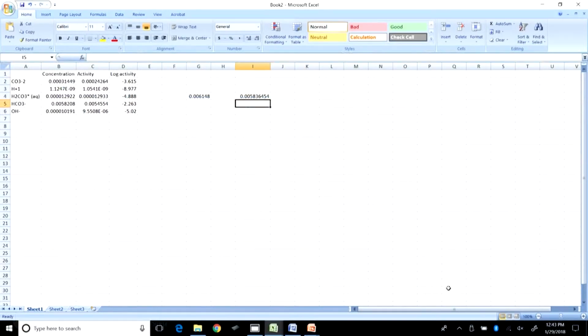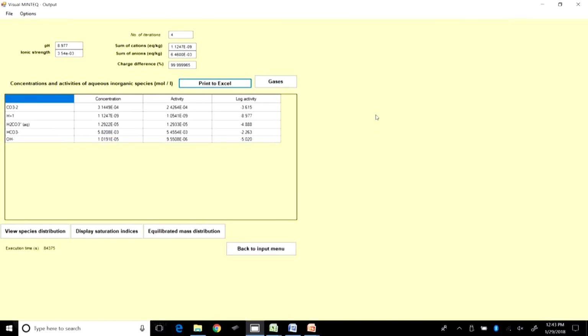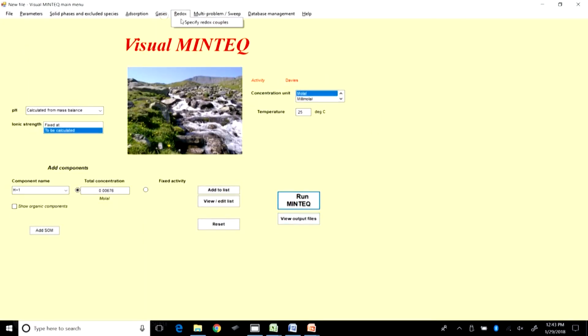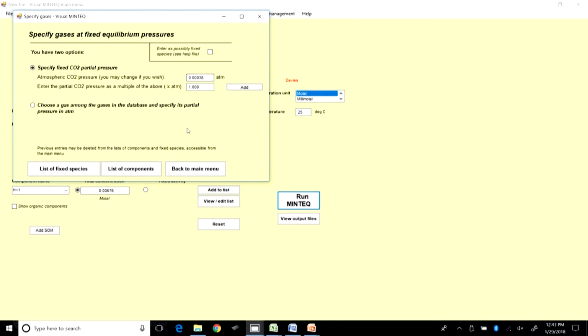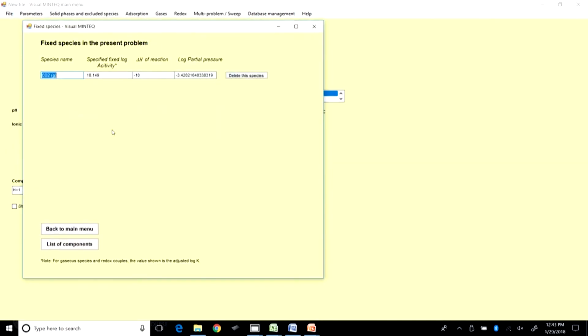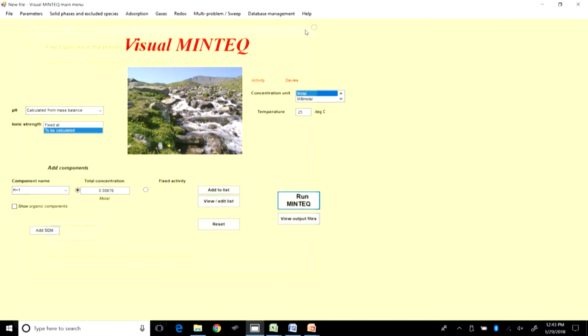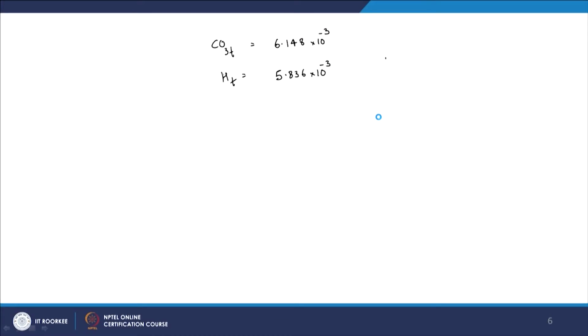So let us go back to this particular case, VMinTech, back to the input menu. Now there is no more gas, it is already after equilibration. So let us say I am going to the list of fixed species and delete this species. Why is that? Because now we do not have that particular equilibrium anymore. Now I am going to change my scenario with respect to H total, because I added HCl, so that is HCl naught at 10 power minus 3 molar concentration. That is what we have here.